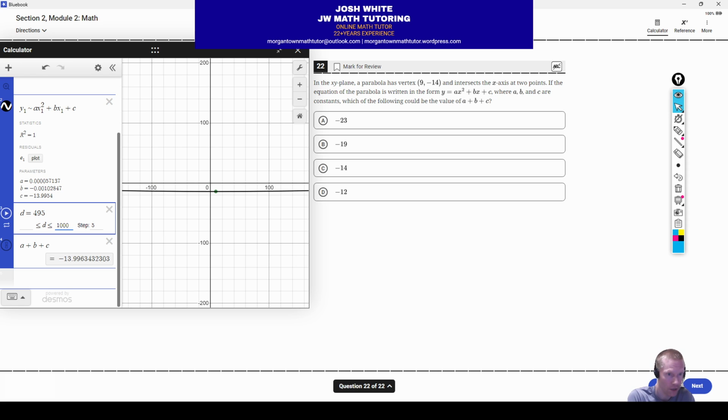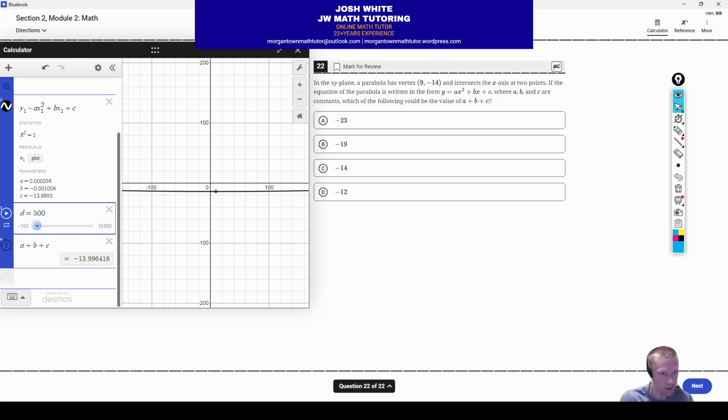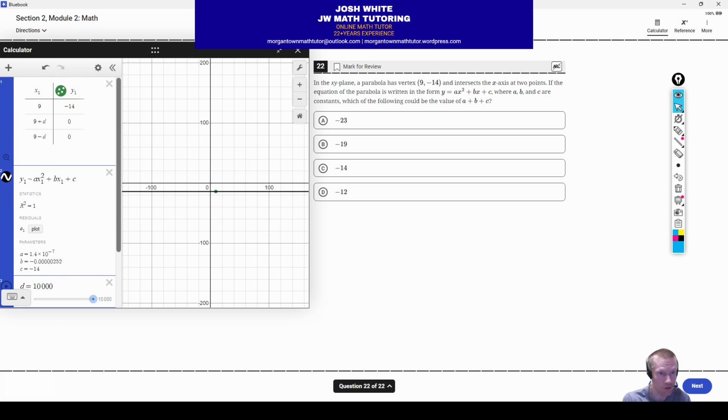Even if you scroll to like 10,000, and I'm just going to set the step value to 100. Whoops, there we go. Notice it's getting negative 13.9999999, and it's getting real close to negative 14, but it never actually hits it. So this is confirmation that a plus b plus c could be negative 12, and it cannot be any other values. Again, this is how you could solve the entire problem in Desmos, really without any work.